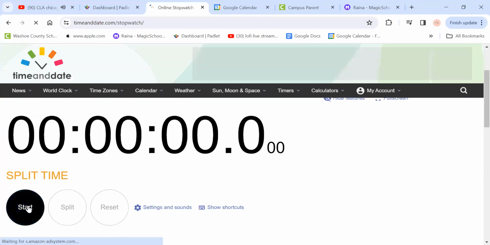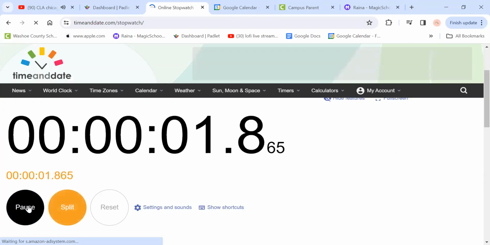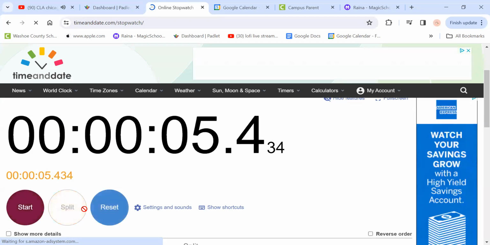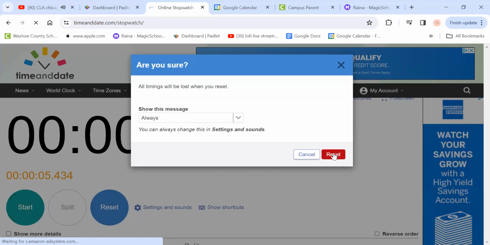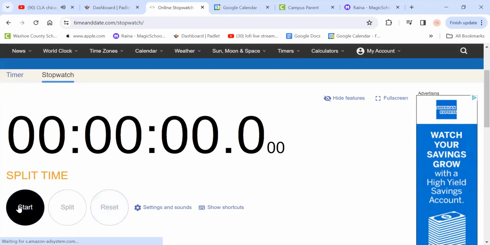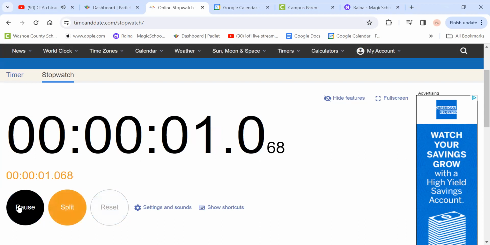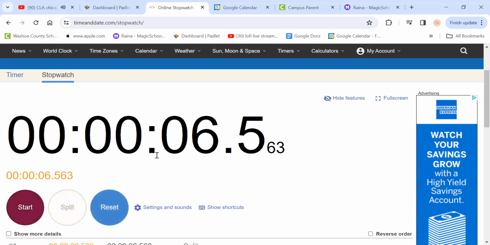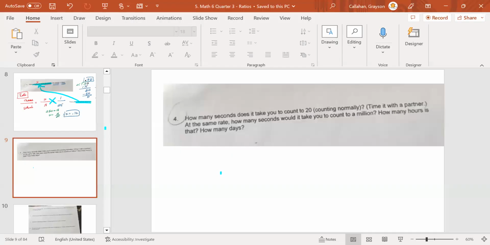Are you ready? Count to 20, go. Okay, you're not getting it. Just count 1, 2, 3, 4, as fast as you can, go. 1, 2, 3, 4, 5, 6, 7, 8, 9, 10, 11, 12, 13, 14, 15, 16, 17, 18, 19, 20. How long did it take me? Yeah, that's what you're supposed to do. Okay.